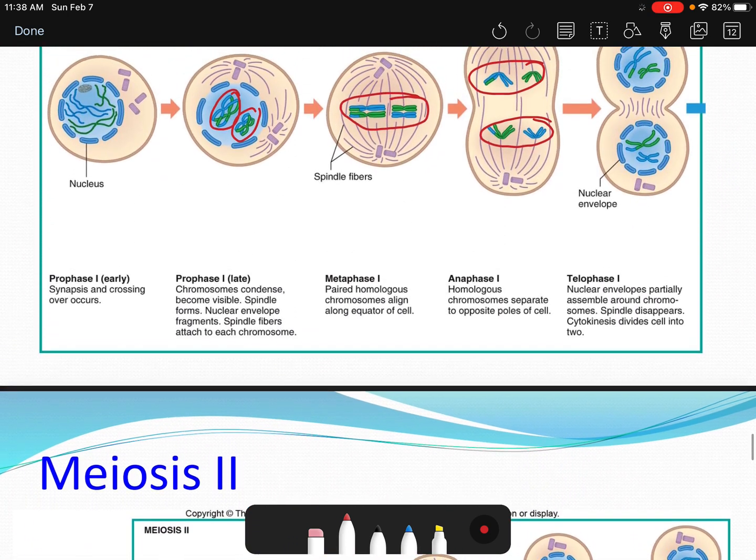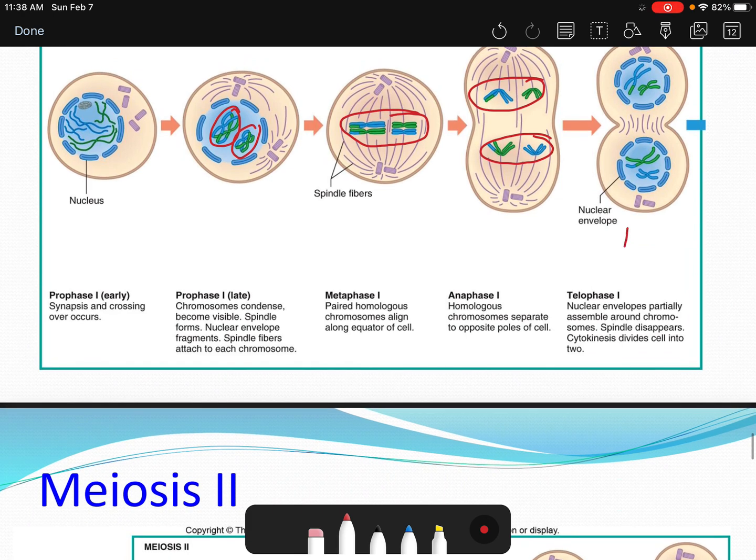Meiosis 2, it's at this point, these are going to be haploid cells. Okay, it's the reduction division. We went from diploid to haploid.